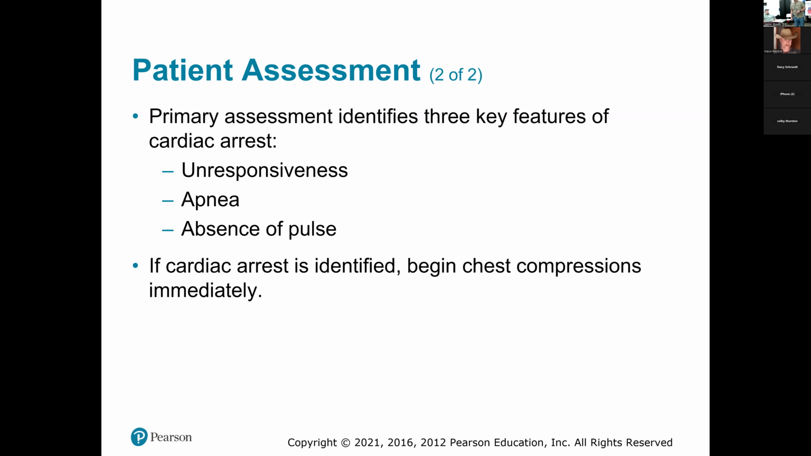Primary assessment, identifying three key features of cardiac arrest: not responding to you, not breathing, and they don't have a pulse. Cardiac arrest is identified. Once it is identified, you're going to immediately begin chest compressions. You're going to have your partner go get whatever else you need, and then go from there.